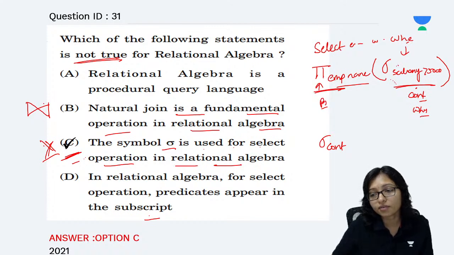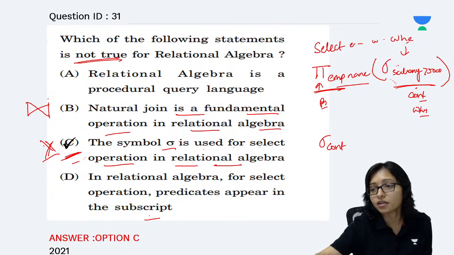Why is it not a fundamental operation? Why do you think it is an implicit join? It is not an explicit join. When we are telling it's an implicit join, so we can say it is a fundamental join, right? Inner join, outer join, natural join, these are fundamental joins. Why is it not a fundamental join? Where did you see that?